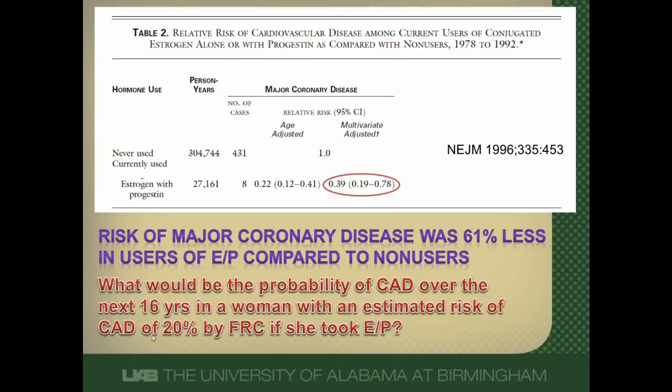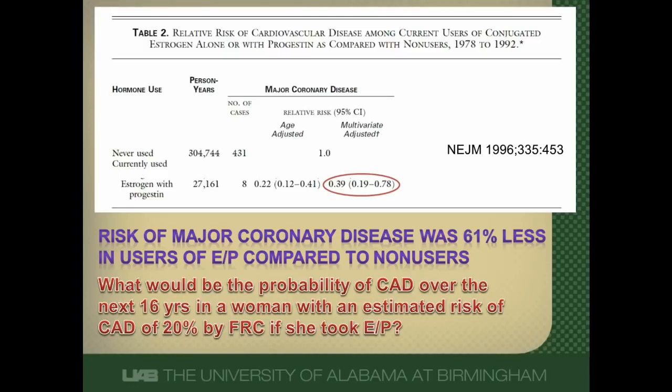So now what I want you to do is take her baseline 20% risk and use this information from the Nurses Health Study to figure out if she used estrogen and progesterone, what is her final risk of having cardiovascular disease. Pause the video, restart to see how I answered it. So what did you get? This is a complex problem, but a real one of decision making in clinical practice.